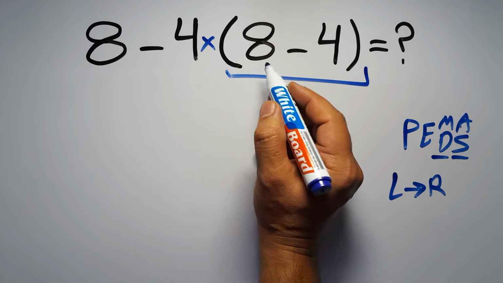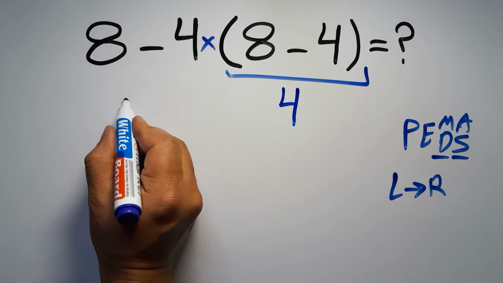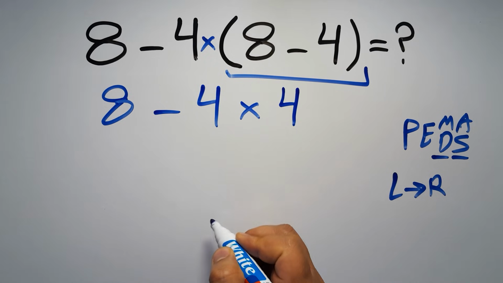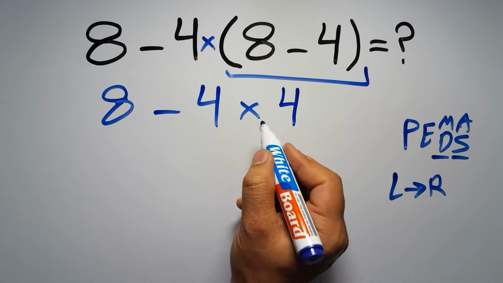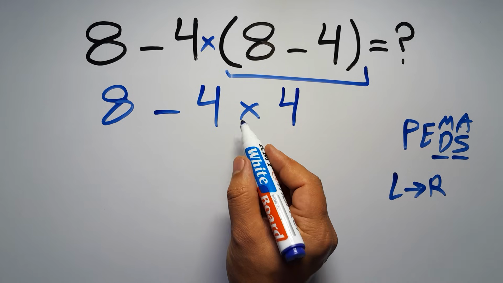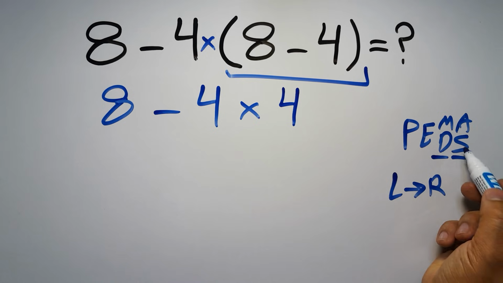Inside this parenthesis we have 8 minus 4, which equals 4. So 8 minus 4, then times 4. Now we have one subtraction and one multiplication. According to the PEMDAS, multiplication has higher priority than subtraction because multiplication comes before subtraction.